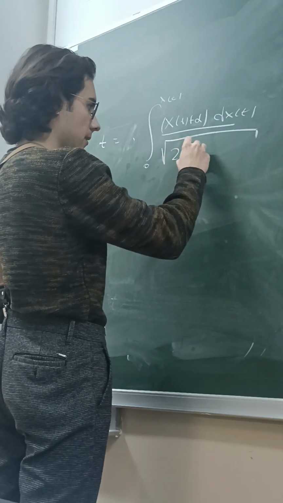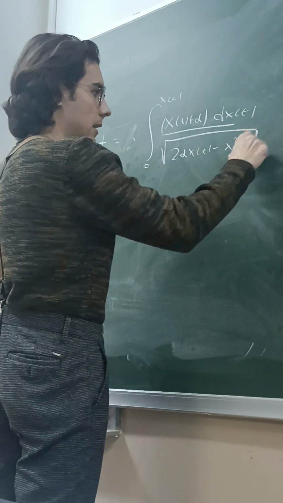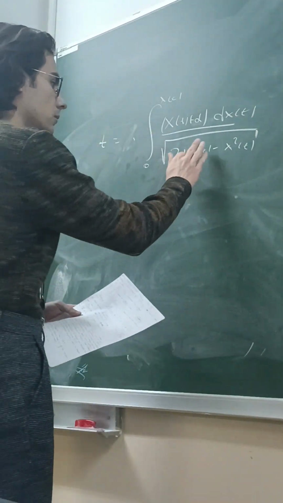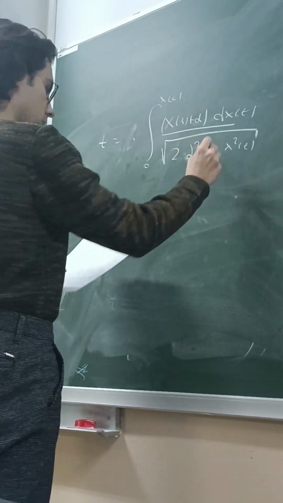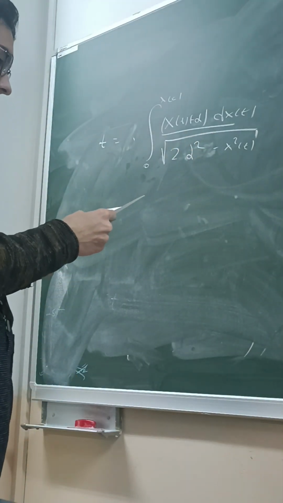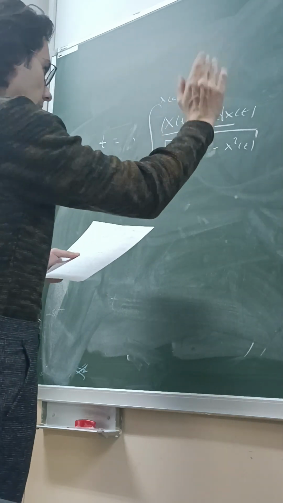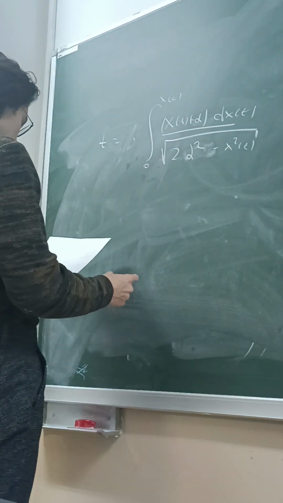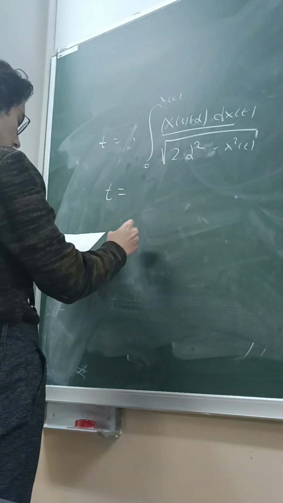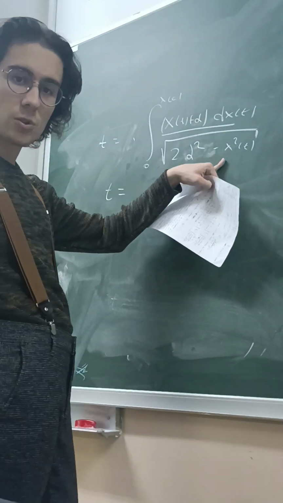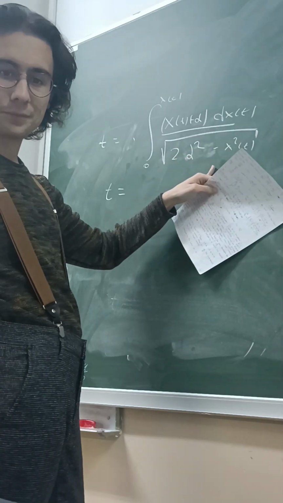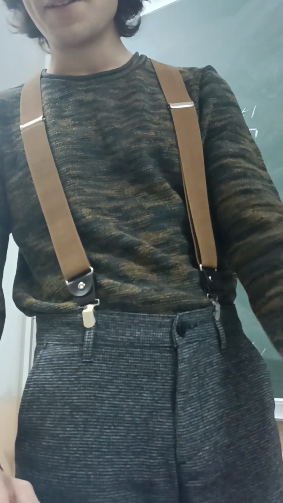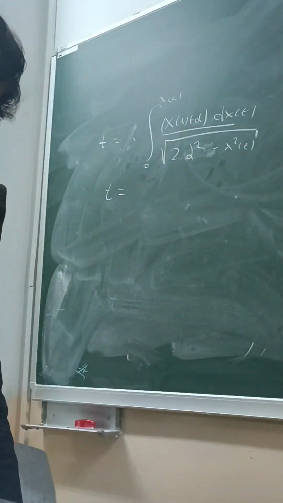And 2 alpha x of t minus x squared of t. Is this correct? Sorry, 2 alpha squared. Yeah. Okay, so we have found the solution of this integral was t. Well, it's actually the inverse cosine, right? If you can recall, it was the inverse trigonometric functions.